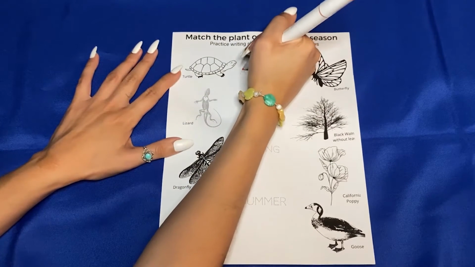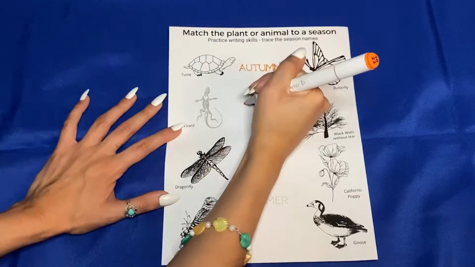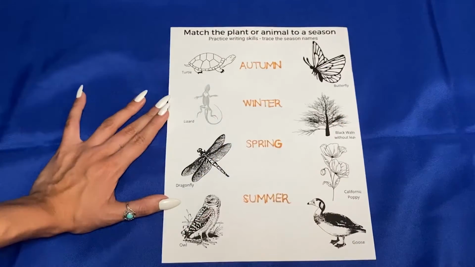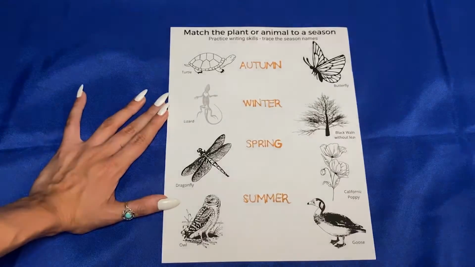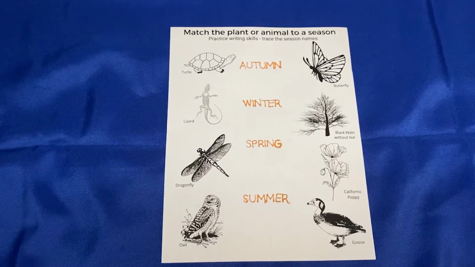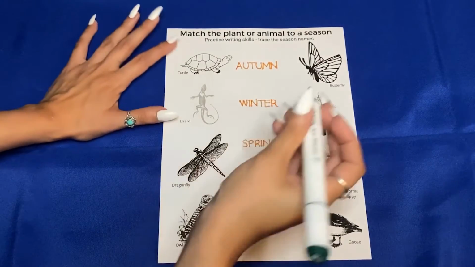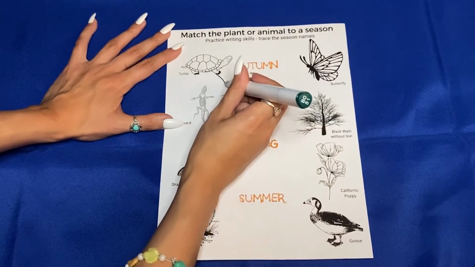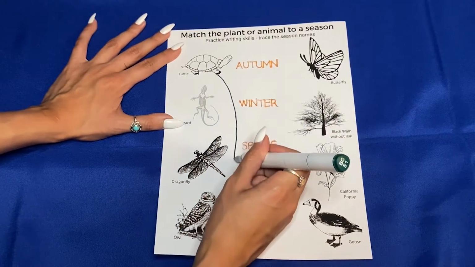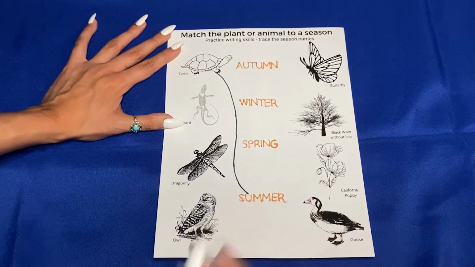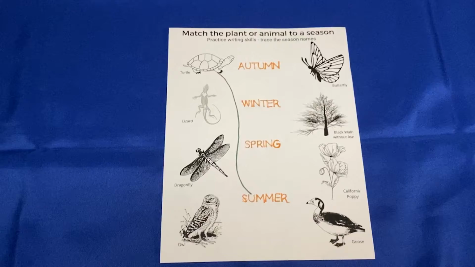First, let's practice our writing skills. Let's go ahead and trace each letter of each of the seasons. Now that we have done that, we are going to match each animal or plant to the season we are most likely to see them in. Let's start off with the turtle. What season do we normally see turtles in? That's right, summer. Turtles love to sunbathe when it's warm outside.